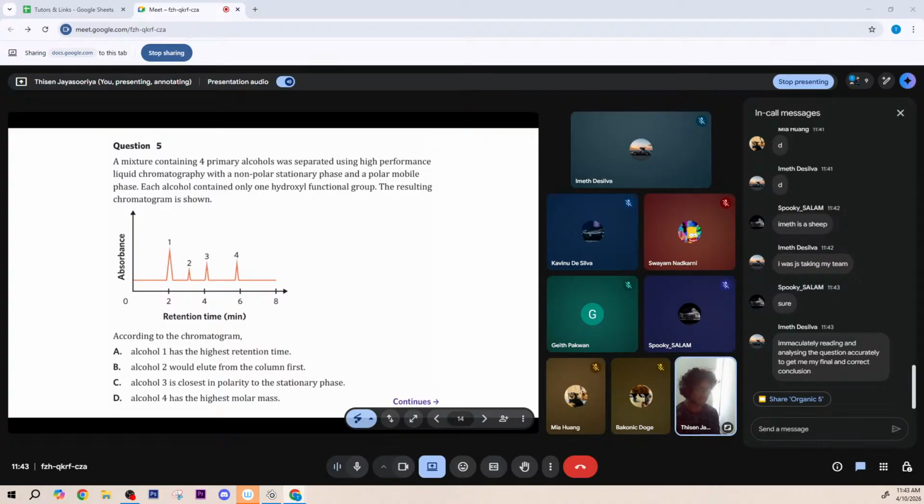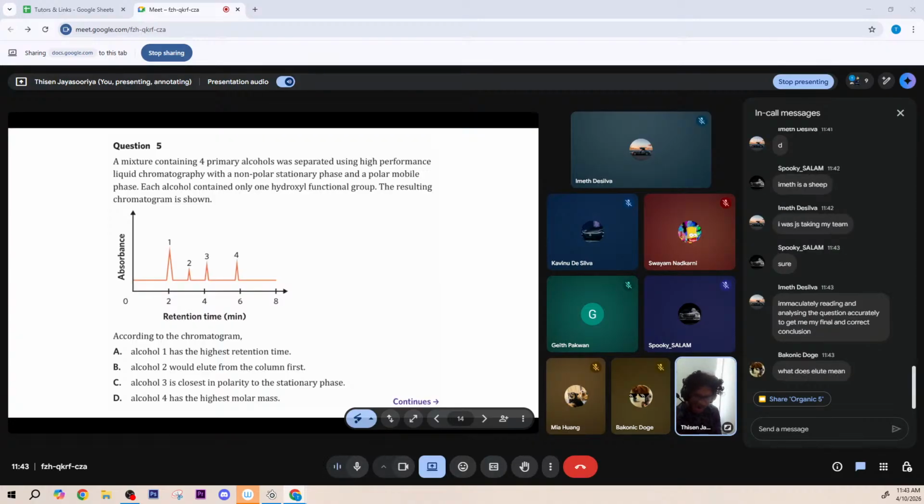Sometimes in chemistry you remove answer options. Sometimes you can just find the correct answer option. It's a nice subject like that. Elute means leave, basically. So alcohol 2 will leave from the column first. Is that true?